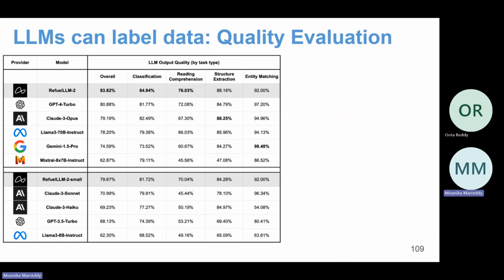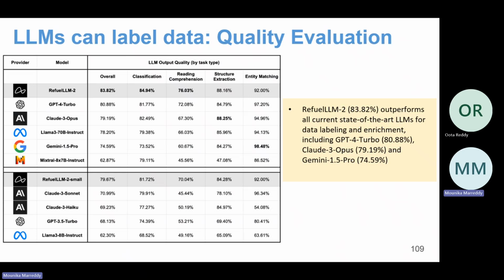Now comes the next set of evaluation. We have 15 different NLP tasks, and those tasks are divided into 4 categories: classification tasks, reading comprehension tasks, structure extraction tasks, and entity matching tasks. These are all the models which are involved in training and testing. From this, we can clearly see that Refuel LLM outperforms all the current state-of-the-art LLMs for data labeling and enrichment, including GPT-4 Turbo, Claude, and Gemini models.